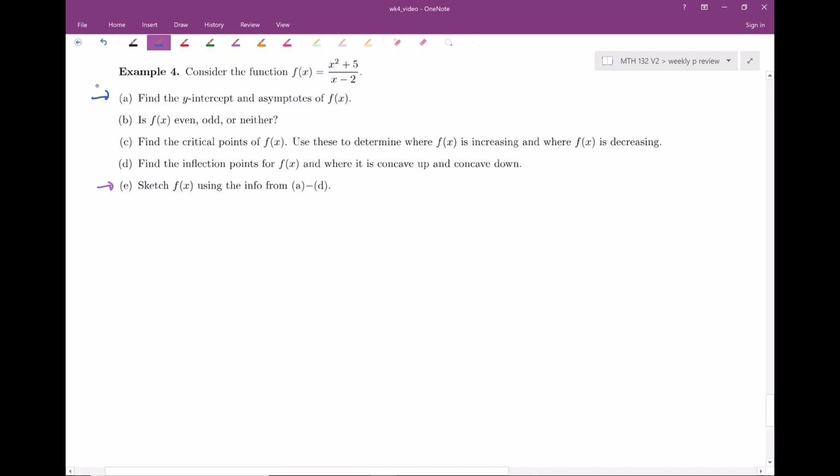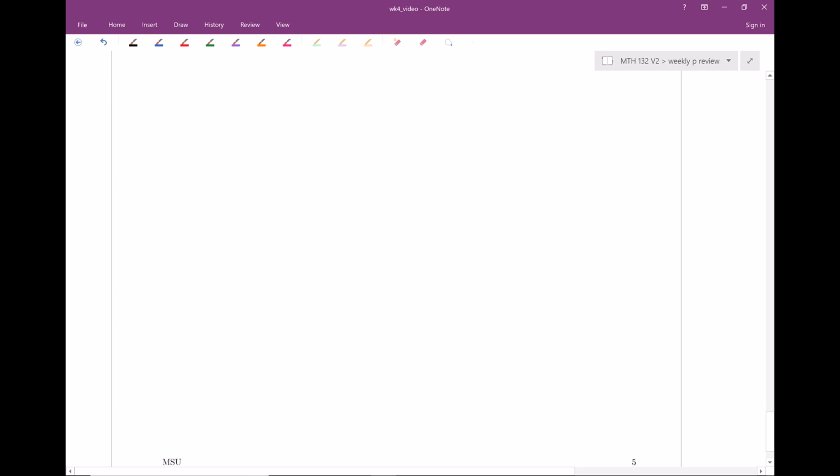Let's get started. A, find the y-intercept and the asymptotes for our function, right? If you'd like to, you can start up a graph now. I'm not exactly sure what the range of our graph needs to be, how far to the left and right, up and down, all that sort of stuff. But we can go ahead and start collecting some information, right?